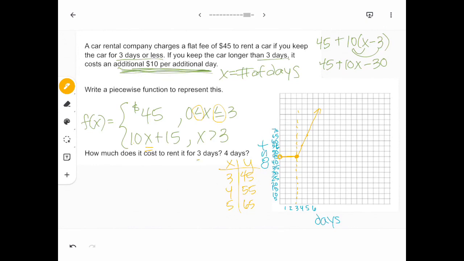Over here, they want you to evaluate. You'll notice these two problems actually show up here, but they may not have, so you just want to pay attention to that. If we're doing f of 3, though, you would plug it into your top function, the 45, so that would automatically be 45. F of 4, you would plug into the bottom function because 4 is greater than 3. We already have the number, so I'll just write it down, but it was 55.